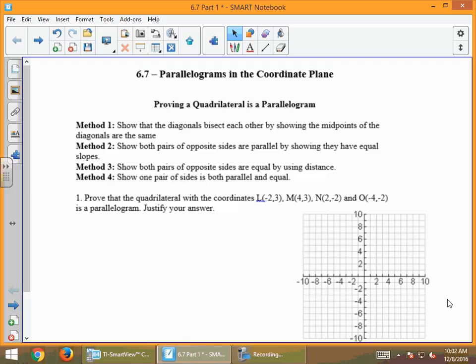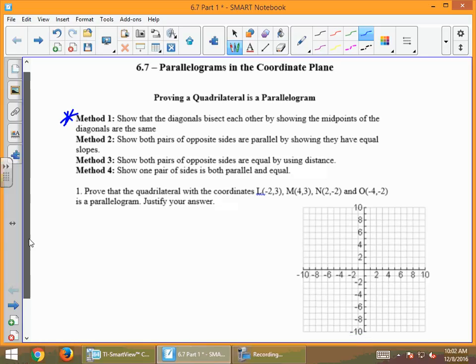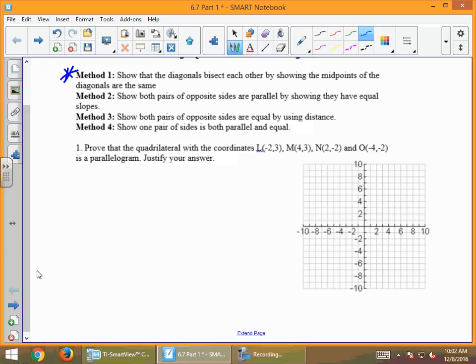Well, that's the method we are going to use to show that a quadrilateral is a parallelogram. We're going to show that their diagonals bisect each other. Okay? To do that, all we have to do is find the midpoints of the diagonals. If they're the same, we know it's a parallelogram. If they're not the same, then it's not a parallelogram. So first things first, what should we do with these points?